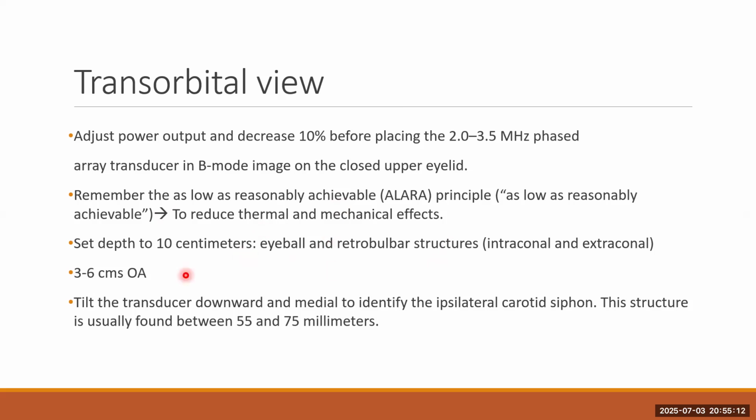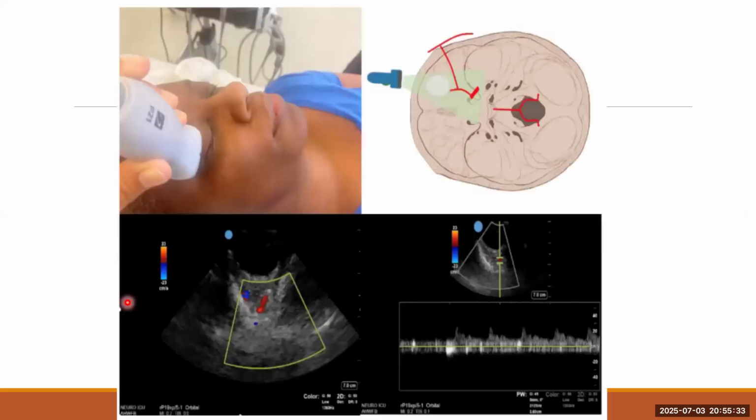The ophthalmic artery is insonated between 3 to 6 centimeters, and anywhere beyond 6 centimeters, whatever insonation we get is the carotid siphon. How do we differentiate? Possibly not the right way to differentiate, but the ophthalmic artery has a high resistance waveform, whereas the internal carotid, being an internal structure, has a low resistance waveform. This is how we insonate through the transorbital view.